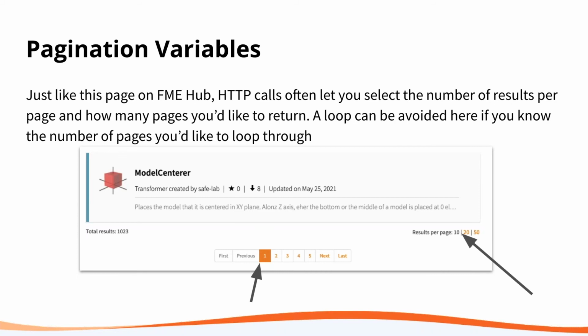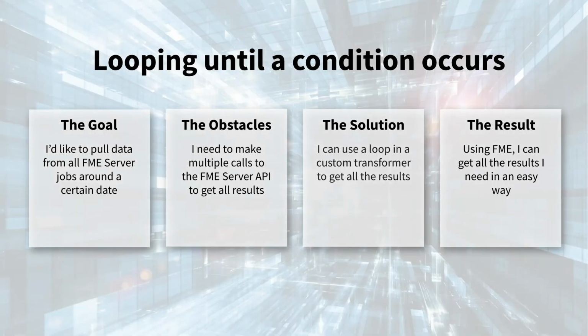Now, I should make a note here. Looping could be avoided. Let's say the REST call returns how many pages of data there are, or it returns how many records there are, and you can estimate how many pages of data there would be. Then you would not need to use a loop. You only need to use a loop if you don't know how many records there are or how many pages you need to loop through. So we can take a look at that.